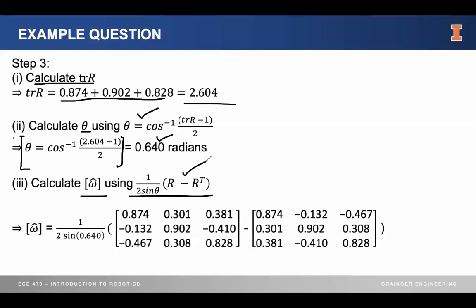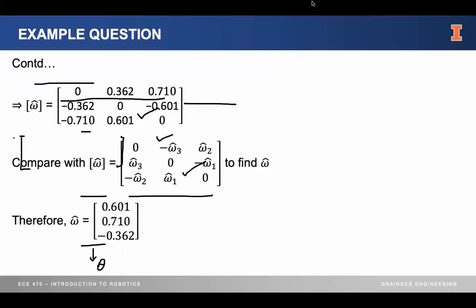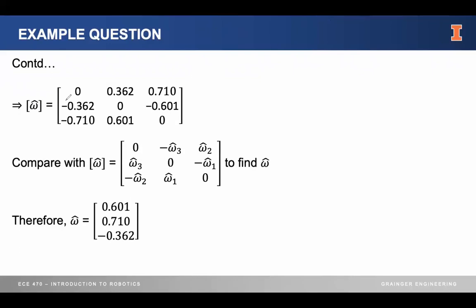So we put the value of theta we just calculated in this formula, and we put the value of the rotation matrix and its transpose. We can see the calculated omega hat matrix at the top of the screen. This is the skew symmetric form of the omega matrix, and we compare it with the standard skew symmetric form to determine our omega 1, omega 2 and omega 3. By comparing it with the standard form, we get our rotation axis as 0.6, 0.7 and -0.362.